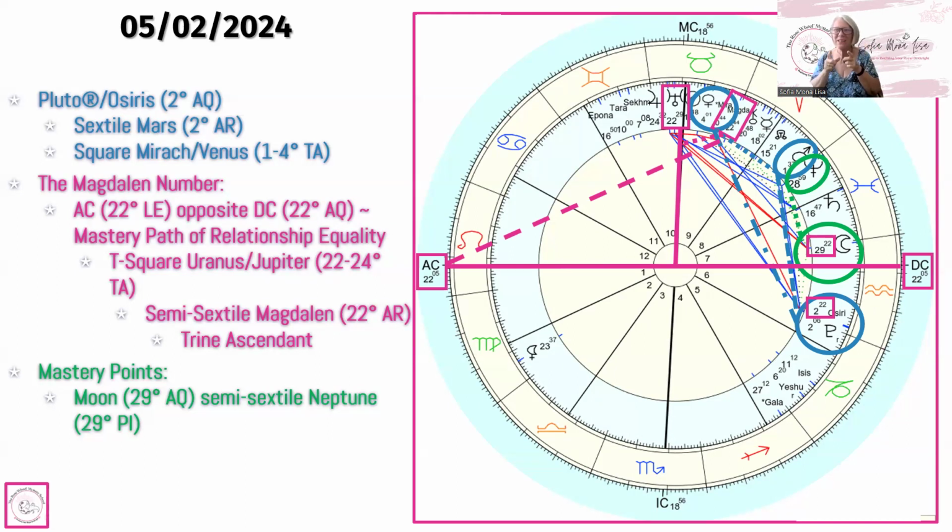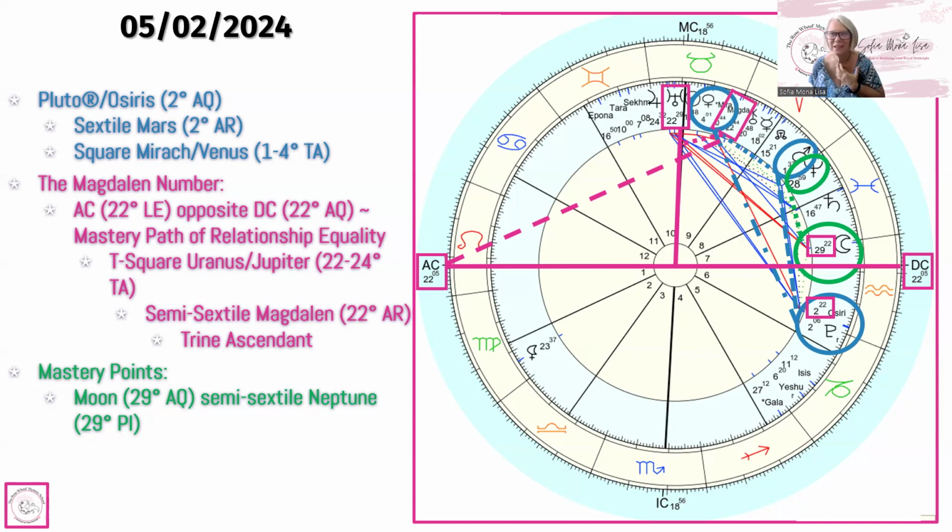Okay, let's look at this Magdalene number, 22. This will blow your mind. First, we see over here that the ascendant is at 22 degrees. And then, of course, the descendant is at 22 degrees. They're making an opposition. And I'll come back to the rest of that. But let's talk about the cosmic Christ. He's at 2 degrees, 22 minutes.